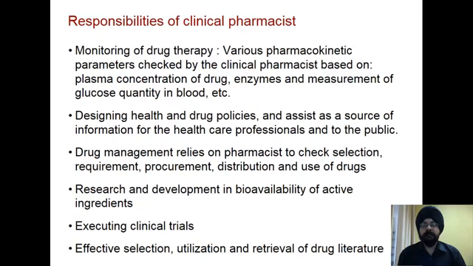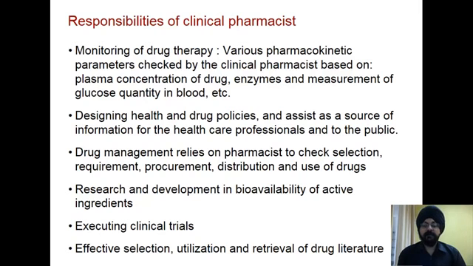Drug management relies on pharmacists to check selection, requirement, procurement, distribution, and use of the drugs. In hospital setups particularly, the pharmacists are actively involved in selection of the different drugs to be on the inventory of the pharmacy, the requirements of new drugs and existing drugs which have to be on the hospital formulary. The procurement and distribution of different drugs are overseen by the hospital pharmacist, and the usage of drugs is also monitored by the pharmacist.